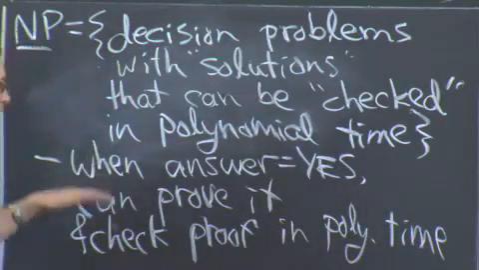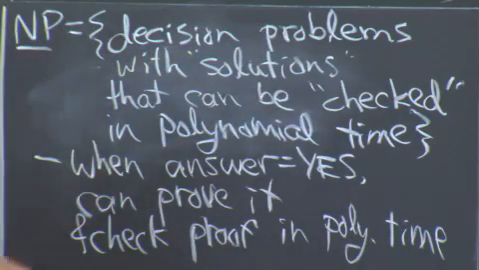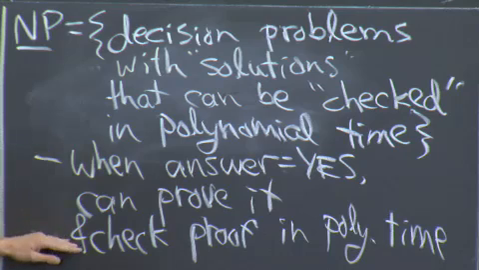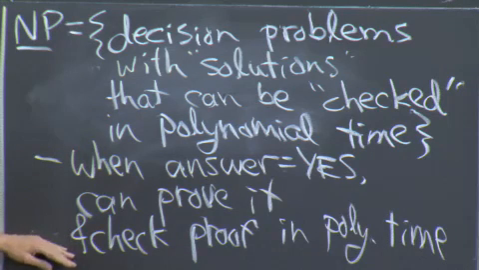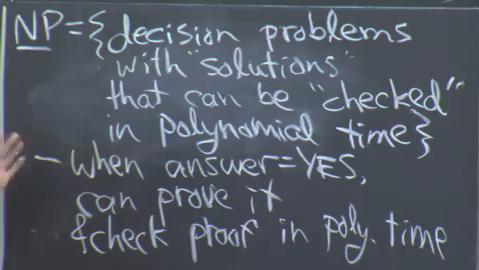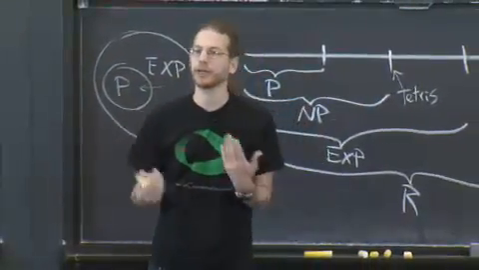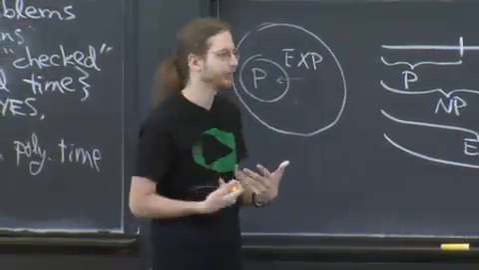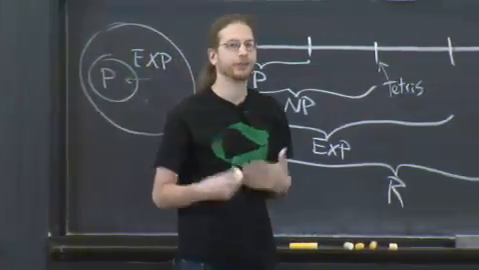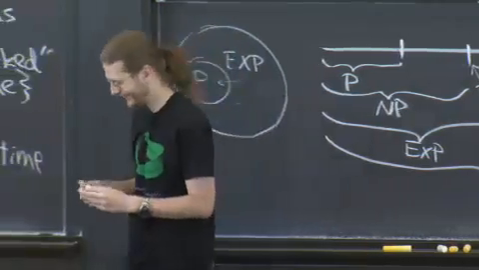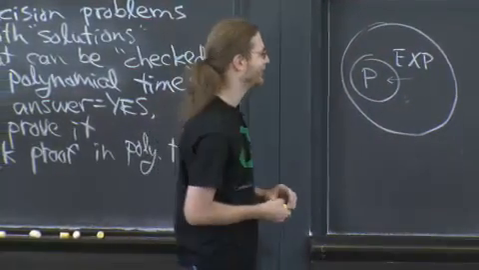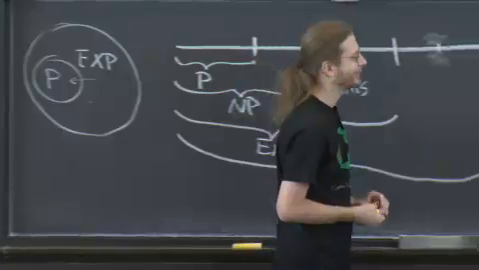What does check mean? Here's what check means. Okay, whenever an answer is yes, you can write down a proof that the answer is yes. And someone can come along and check that proof in polynomial time and be convinced that the answer is yes. Okay, what does convinced mean? It's not that hard. Think of it as a two-player game. Okay, there's me trying to play Tetris, and there's you trying to be convinced that I'm really good at Tetris. Okay, that seems a little one-sided, but it's an asymmetric game.